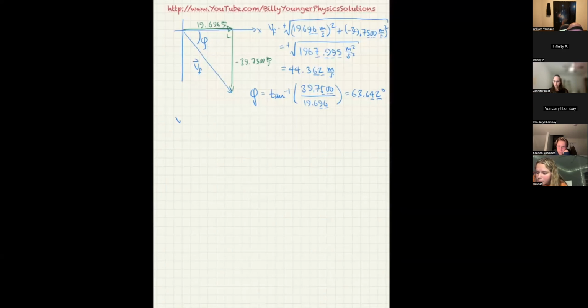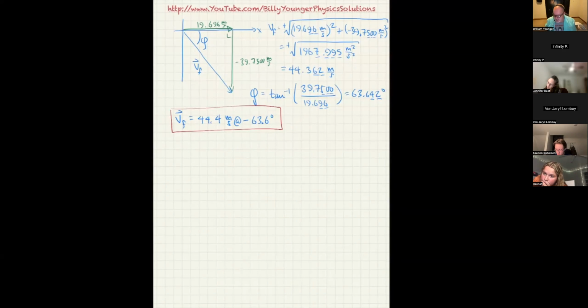So finally, I can write that the final velocity is in fact 44.4 meters per second at negative 63.6 degrees. And that's it. We've done another projectile motion problem. Any questions on that?